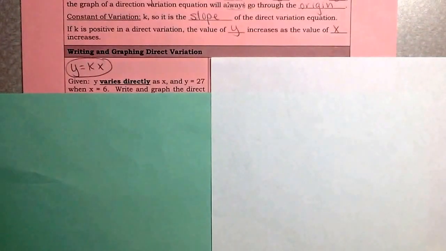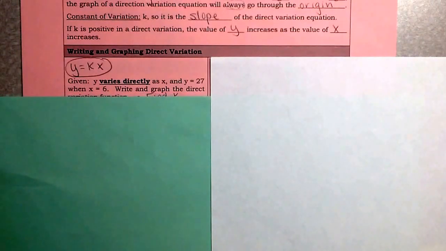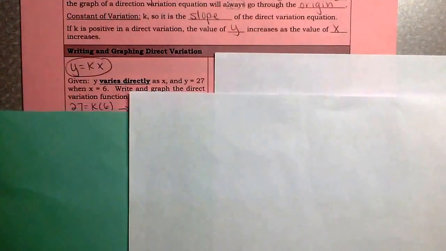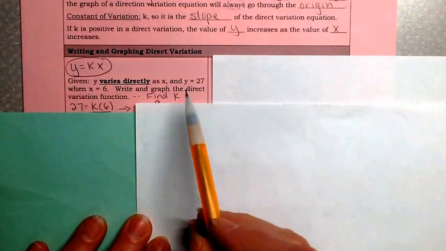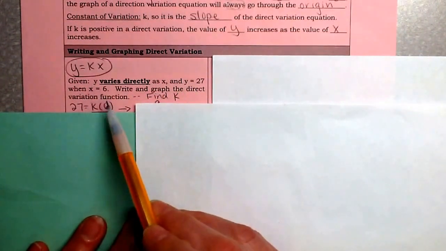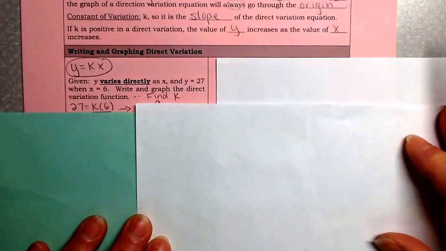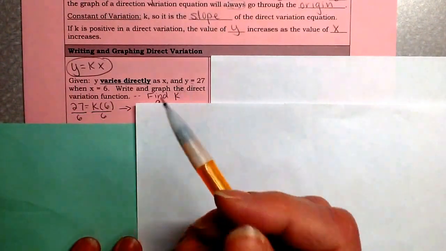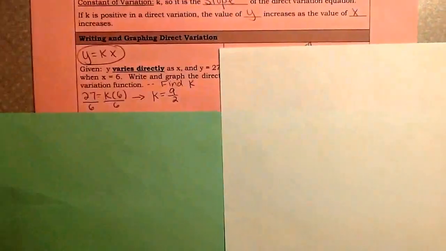As x and y equals 27 when x equals 6. So we want to write and graph the direct variation. So we need to figure out what k is. Alright, so we'll just plug in the information. We have y is 27, x is 6, but we don't know what k is. And k is going to be our slope, so that's important. We need to find that. We just substitute those values in, and we divide by 6, so that's going to give us 27 over 6 for k, which we can reduce to 9 over 2.